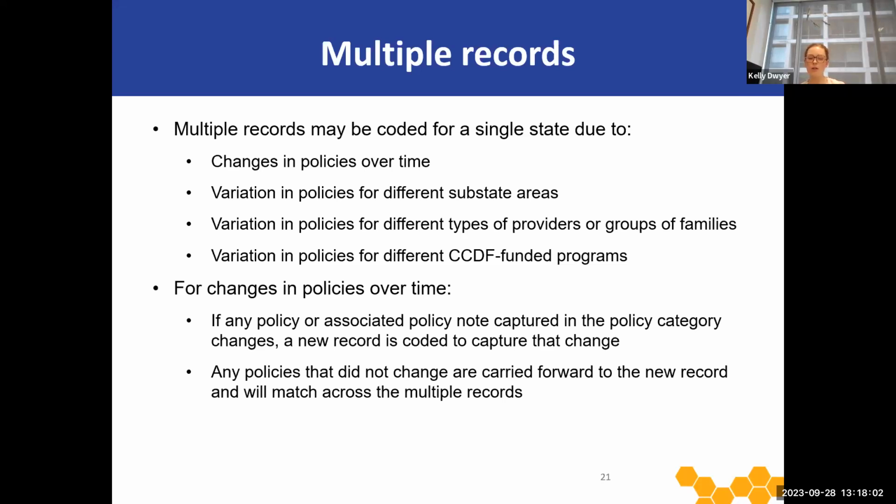Within a policy category, if any policy in the category changes, and you can find a full list of all the policies in the user guide, an entirely new record is coded. The new record will reflect that policy change to that specific policy in one or multiple variables, and for any policies that did not change at that specific time, the coding would remain the same across records and would be carried forward from the previous record, meaning that a variable could have the same coding in a single state across multiple records that cross multiple time periods.